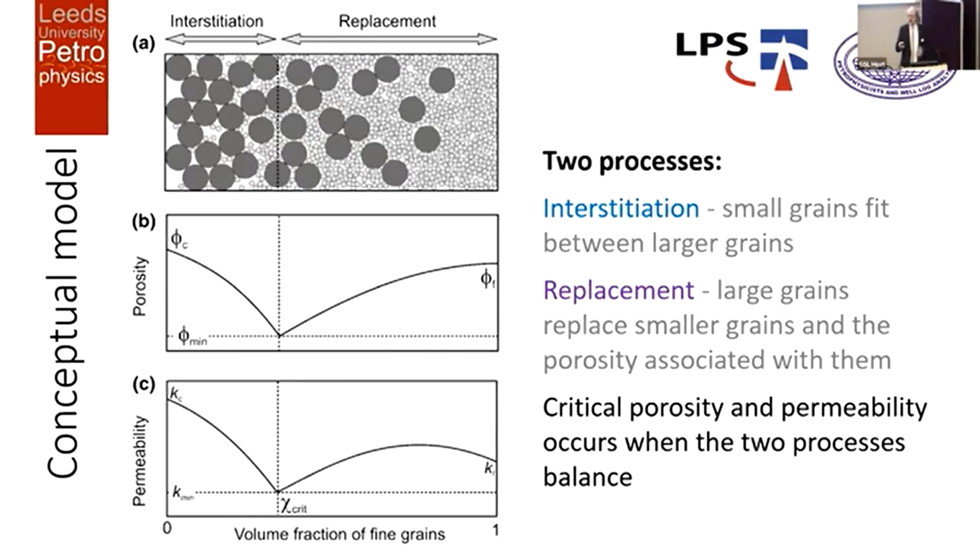So that's the concept, and it includes two processes. It includes a process of interstitiation, where the small grains are distributed within the pore space between the large grains, and a replacement process where the large grains replace an amount of small grains, as it were. The critical porosity and permeability occur when those balance.